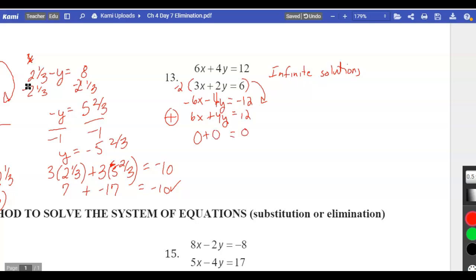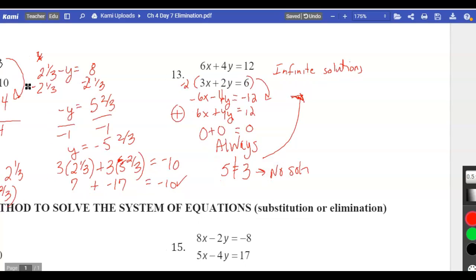When does 0 equal 0? Always. And that's why you have infinite solutions. If you would have ended up with something like 5 equals 3, or any two numbers that don't equal each other, that's when you would have a no solution. But we didn't have that on this one.